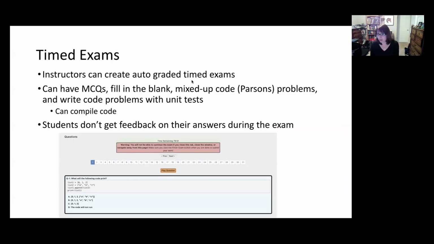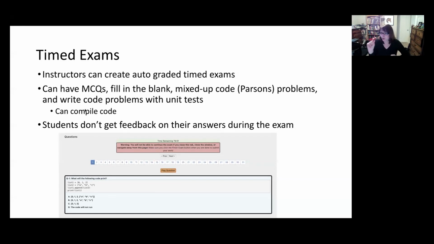And then timed exams, this is what a timed exam looks like. Instructors can create custom courses from any existing course in the ebooks, and then they can create assignments for their students, including exams or timed exams. In a timed exam, the students will have a certain amount of time to finish, and you can assemble it with multiple choice questions, fill in the blank questions, Parsons problems, and write code problems that have unit tests, and they can compile code.